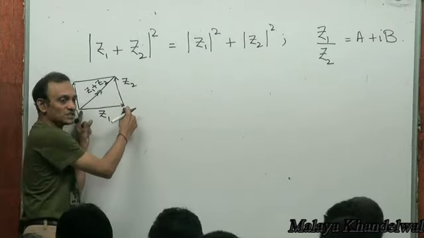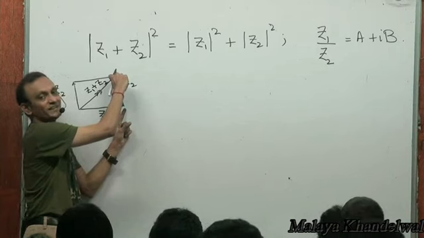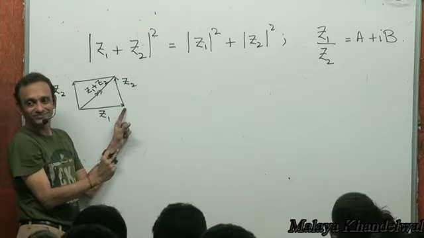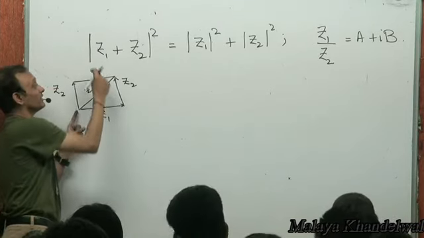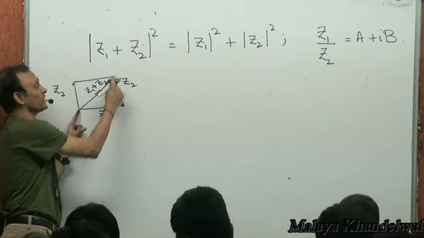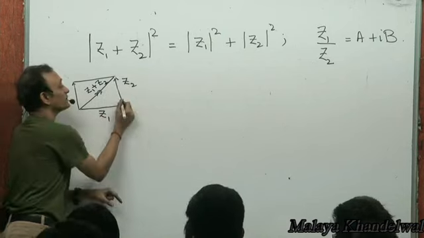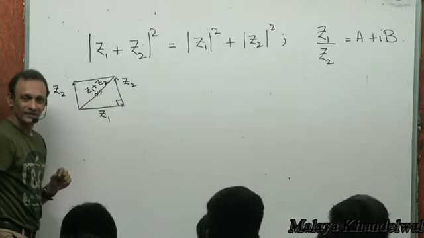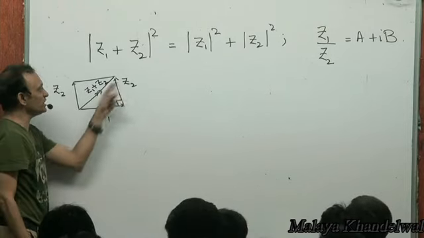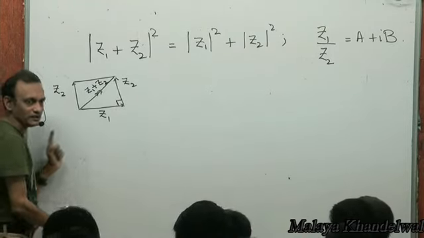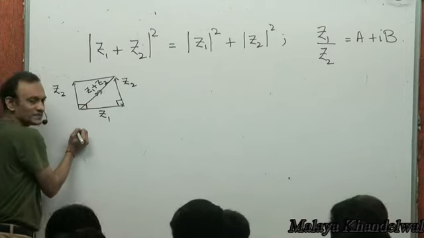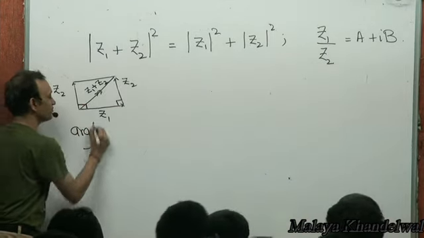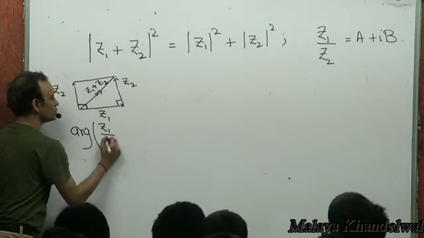This length is mod Z1. This length is mod Z2. Yes or no? Do you realize what I'm saying? And from Pythagoras theorem, if this square is this square plus this square, then this must be 90 degrees. Yes or no? If this be the condition, it must constitute a right angle triangle, and therefore this is 90 degrees.